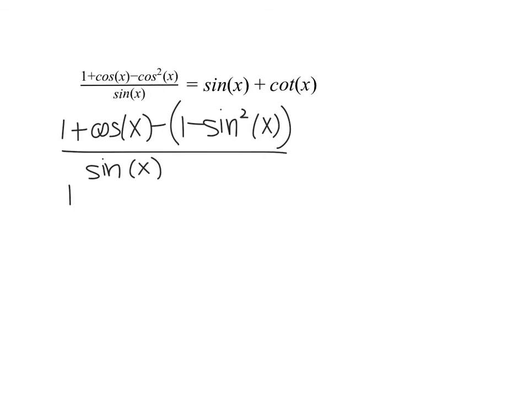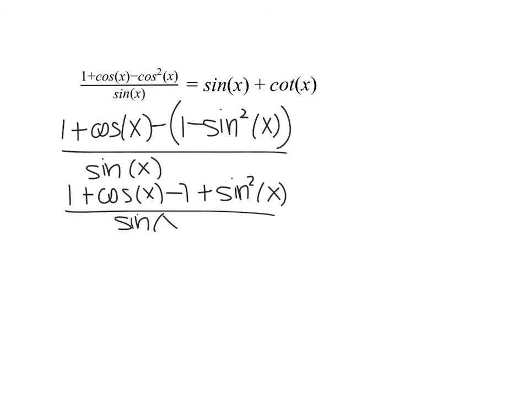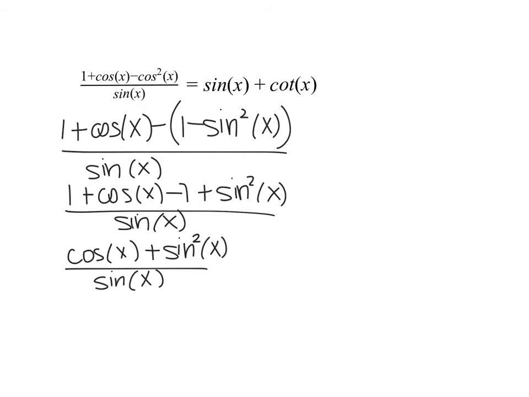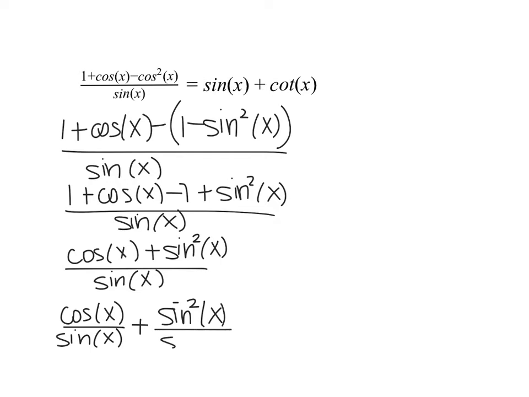Distribute the negative into our parentheses. We get 1 plus cosine of x minus 1 plus sine squared of x over sine of x. 1 minus 1 is going to be 0, so we're left with cosine of x plus sine squared of x all over sine of x. Similar to the last example, I can now break our single fraction into 2. So we can write it as cosine of x over sine of x plus sine squared of x over sine of x.